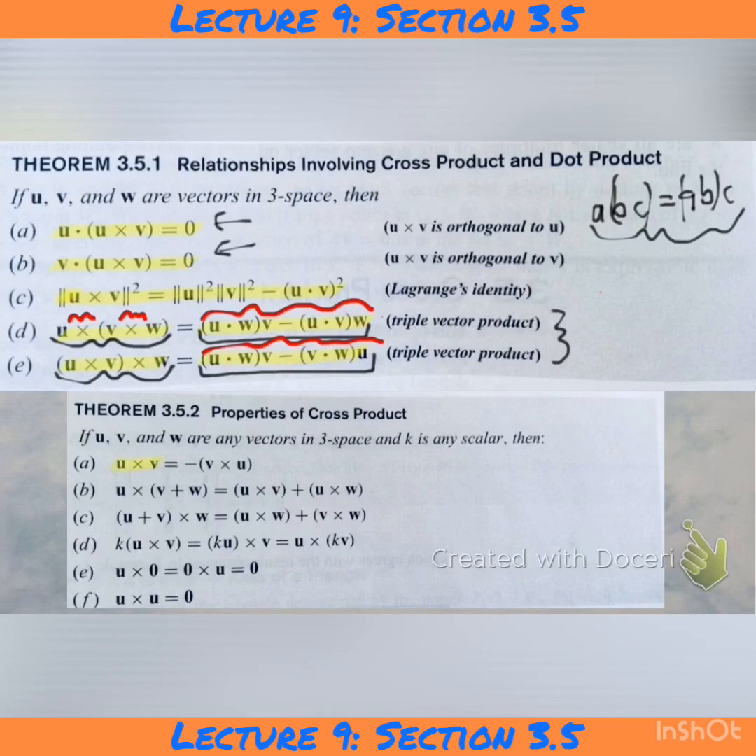Next we have Theorem 3.5.2. The cross product of two vectors is not commutative, so U cross V is not the same as V cross U.